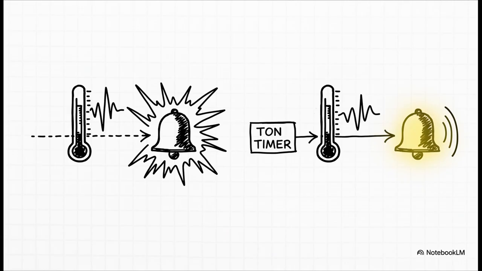And for our last example, let's talk about making alarms smarter. Imagine you have a temperature sensor, and it briefly spikes just because someone opened a door and a little steam came out. You don't want the big red alarm to go off and stop the line for a temporary flicker, right? So you set it up like this. When the temperature goes high, it starts a 30-second TON timer. The actual siren is connected to that timer's done bit.